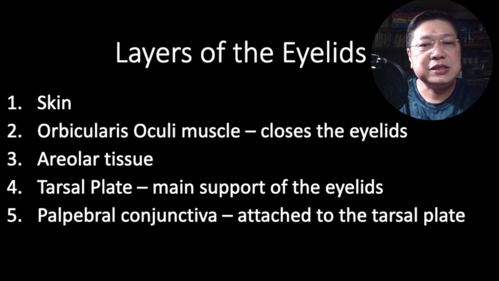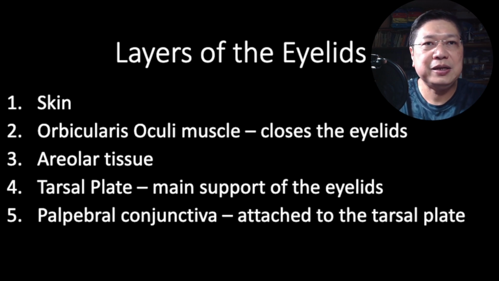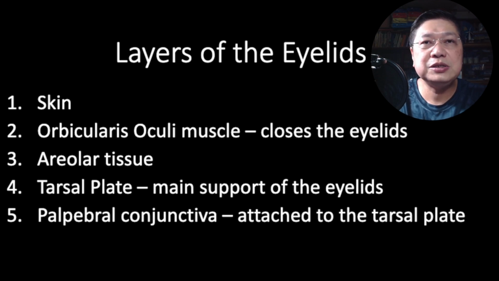You have several layers. You have the skin. The muscles are under the skin. The orbicularis oculi closes the eyelids. And then you have fat tissue behind it. And you have tarsal plates. The tarsal plate is the main support of your eyelids. That's why your eyelids are not floppy, because the tarsal plates give it its basic structure. And you have your palpebral conjunctiva, which is attached to the tarsal plate. It's very, very hard to pull it away from the tarsal plate, unlike the conjunctiva that's on your eyeball.